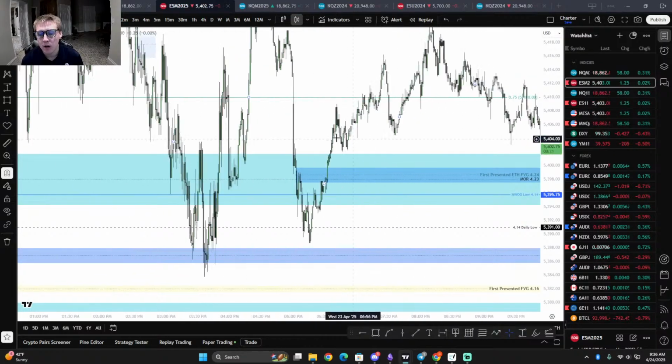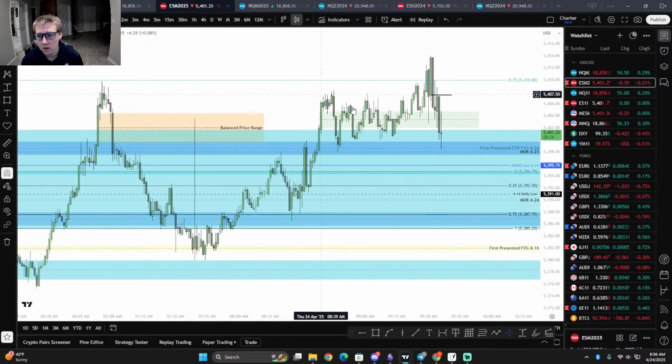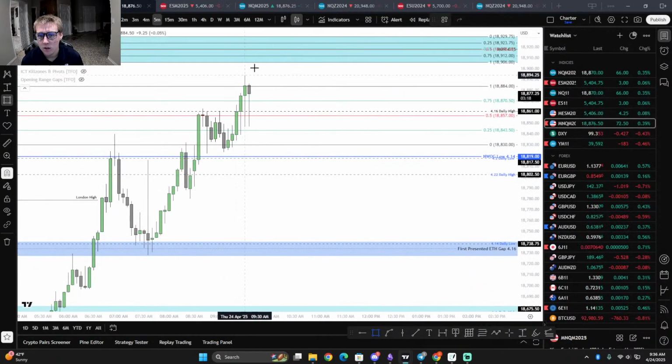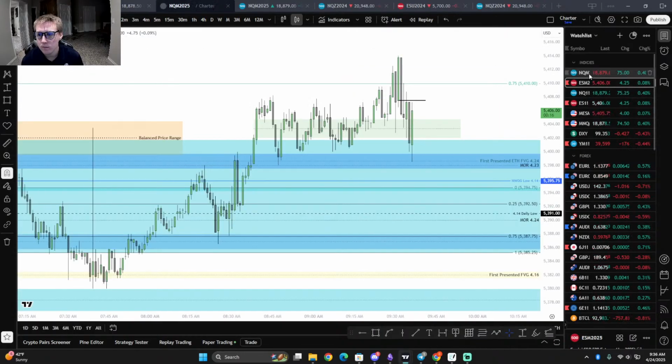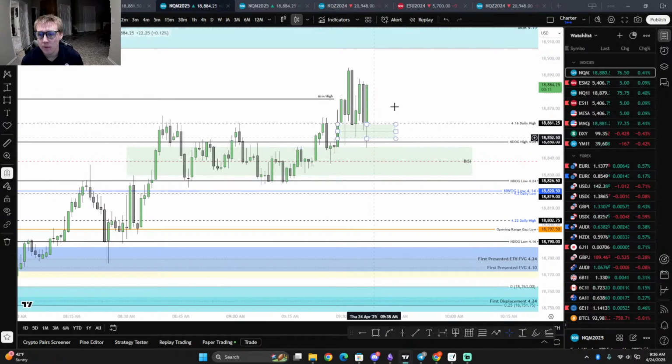What was the first fair value gap created after the new day opening gap? Right here. And as you see, we're hitting it here. Let's see if we want to use that as a discount array to send us higher here. Still no first presented fair value gap. No problem. As we see, we're using that 5 minute fair value gap here.